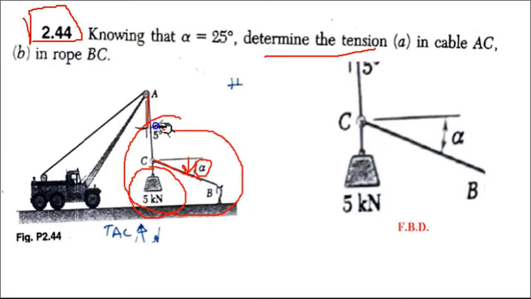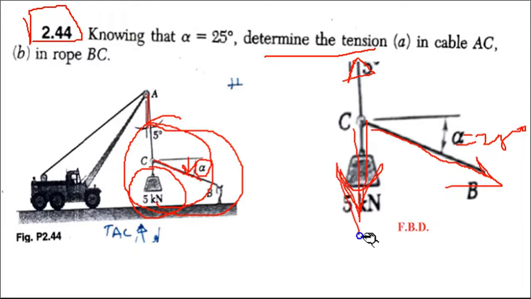You just cut here. Whatever I have encircled, you have to draw FBD. There will be tension in this particular cable TEC. There will be tension in this particular cable TBC. This angle is 25, so here you just show 25 degrees. And this 5 kilonewton weight is acting downward. How many forces are there? This 5 kilonewton is there downward. This TBC is there with an angle of alpha. And one force is there, TAC.